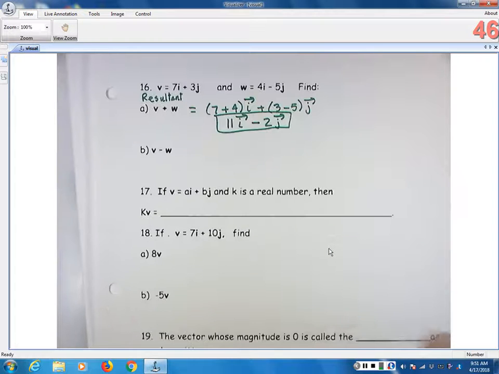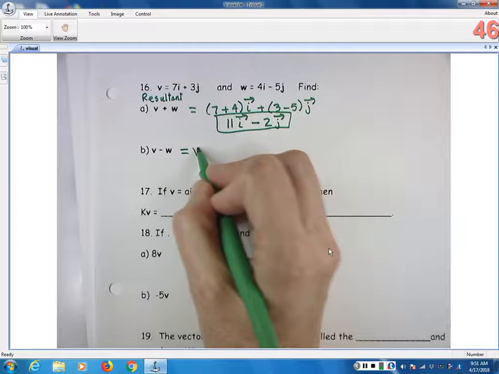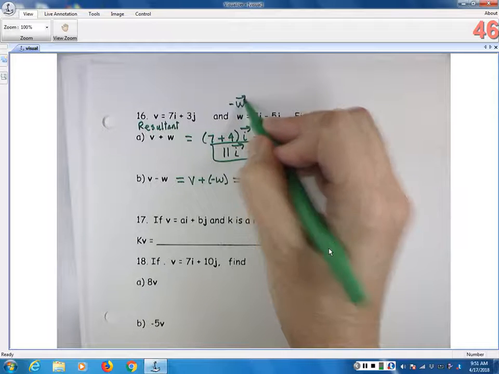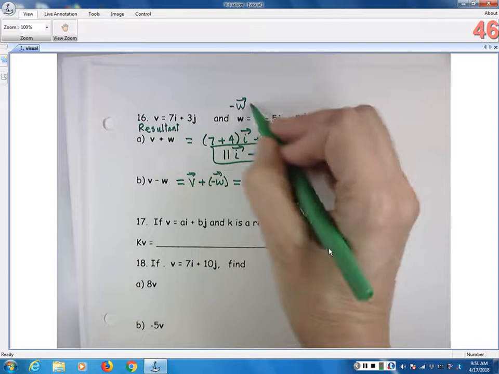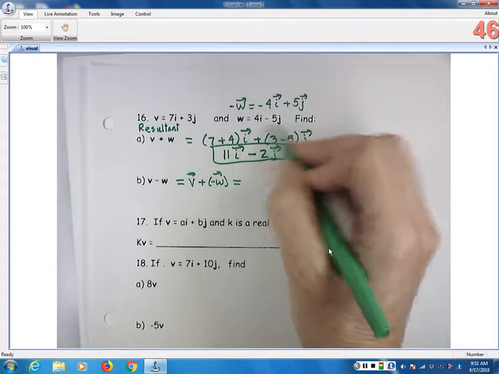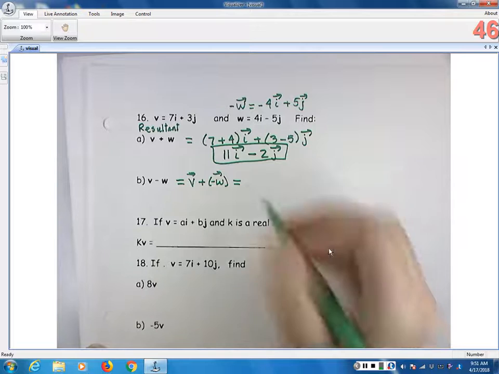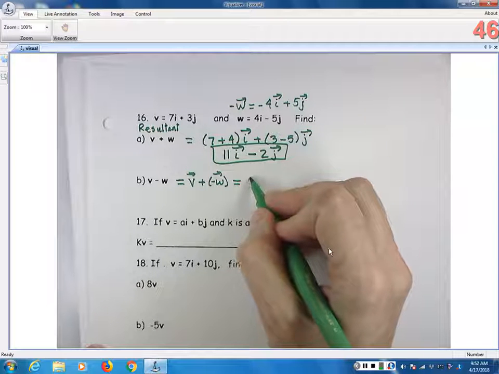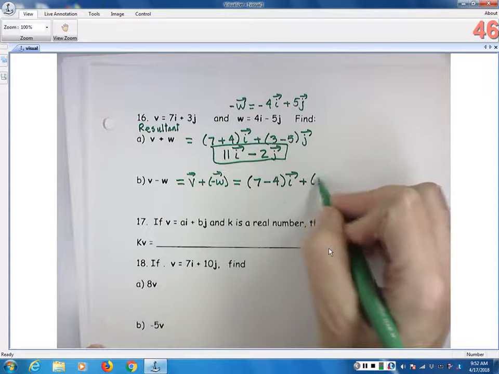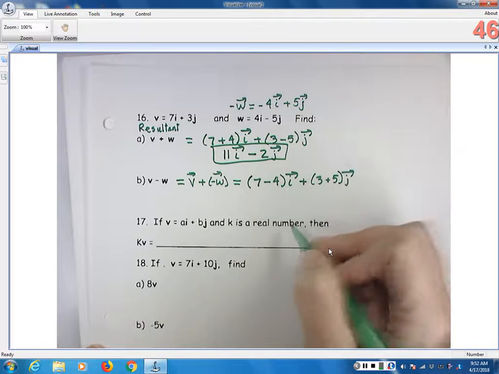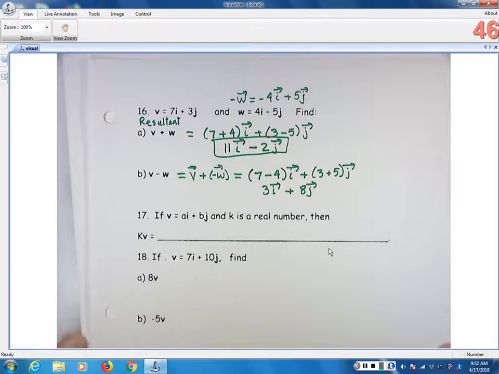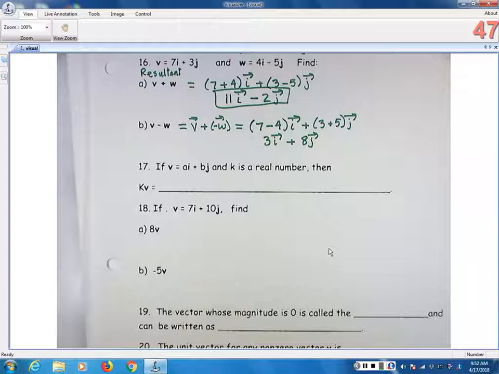Okay? How are we going to take v minus w? We're going to rewrite it as v plus a negative w. And negative w, remember these are vectors, is negative 4i plus 5j. Just change the sign. So then that is 7 minus 4 and 3 plus 5. That's 3i plus 8j. Okay?